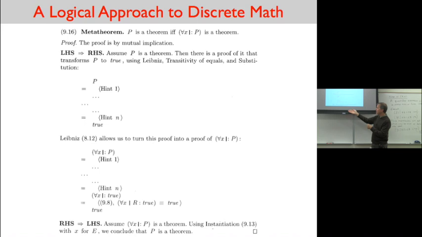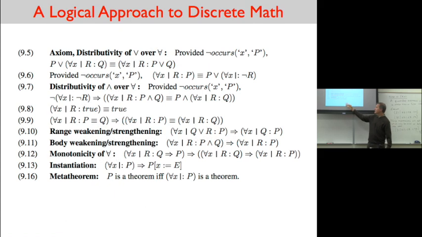Now let's assume that for all x range true body P is a theorem, right? Well, look, now we can use instantiation, which is 9.13. Remember what instantiation was? That's the one where, if it's true for all of them, it's true for one of them. So let's just do x replaced by x. Here, instantiation. For all x range true body P implies P with x replaced by x. But look, P with x replaced by x, that's P.